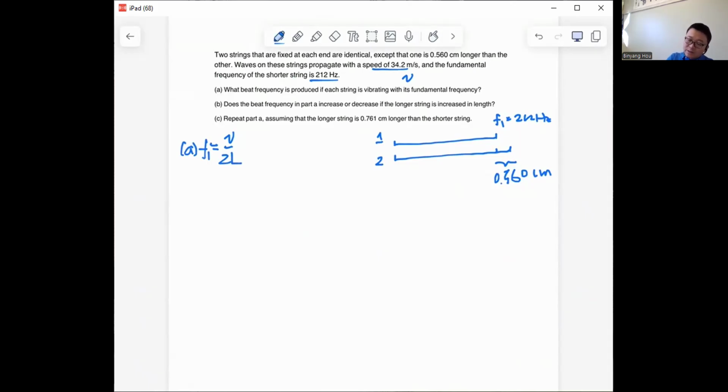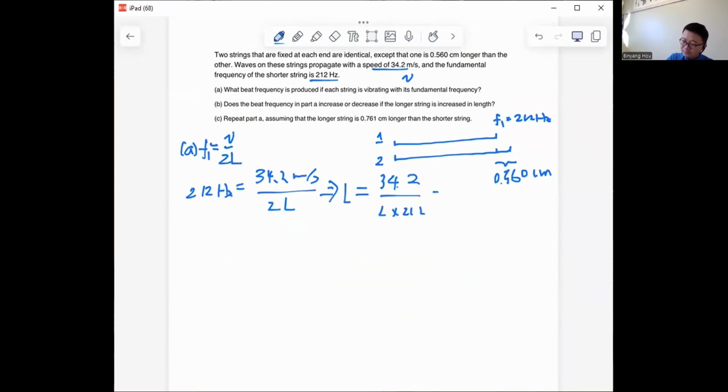So we can say 212 Hertz is equal to 34.2 meters per second divided by 2L. This will give you your L. L should be 34.2 divided by 2 times 212, and this will give you 0.08066. That should be in meters.